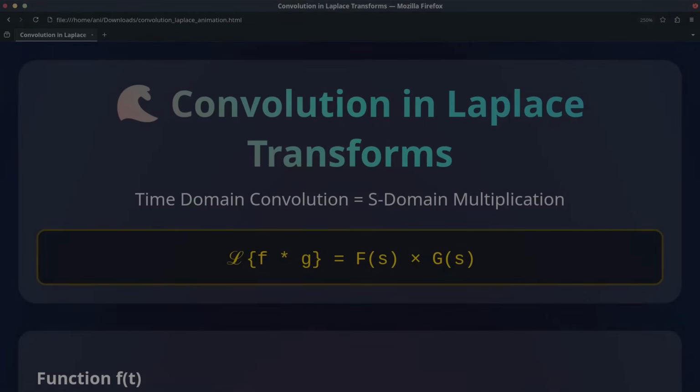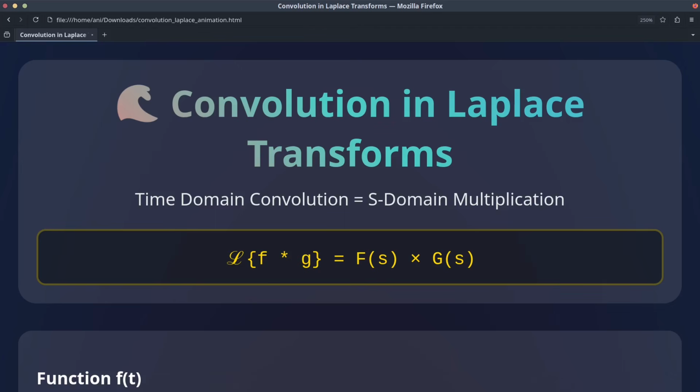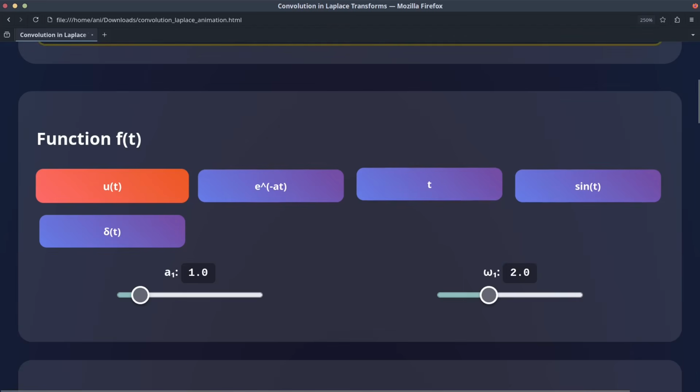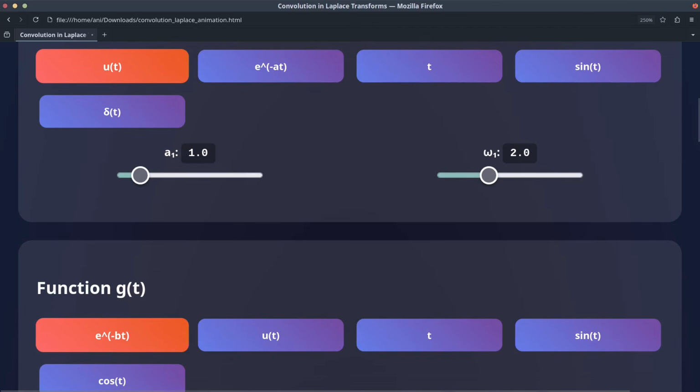All right, let us see some visualization of convolution in Laplace transform to understand how exactly it works. So now we know that if we take the Laplace transform of the multiplication of two functions, it would be equivalent to the multiplication of the Laplace transforms of the individual functions. So say we are looking at two functions, e raised to minus at and e raised to minus bt.